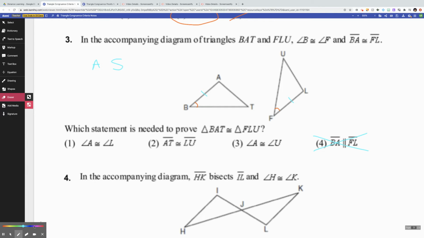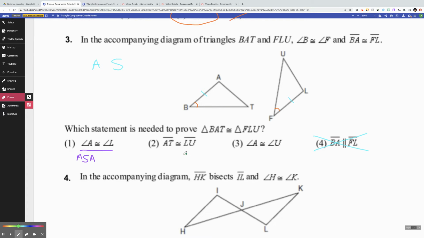So let's just take a look at these one by one and see what they would tell us. If I have angle A is congruent to angle L, so I would have A is congruent to L, that would work, right? That would work because that would give us angle, side, angle. So that one would work. So I'm thinking one is probably the right answer. But I want to check these others to see if they are going to be correct or not.